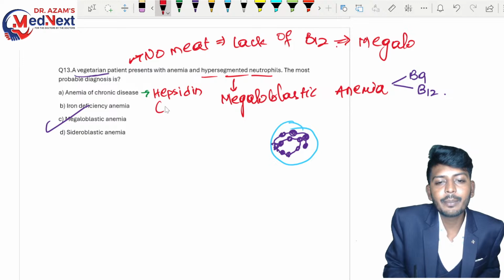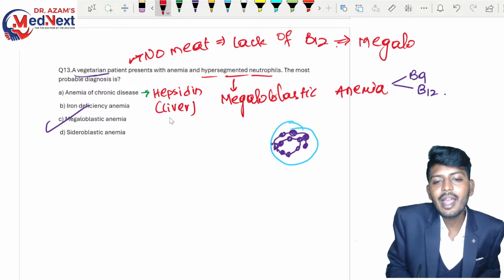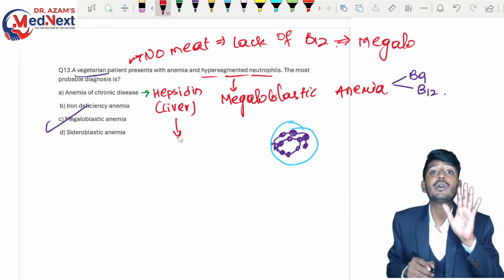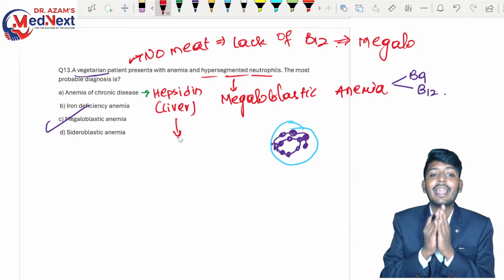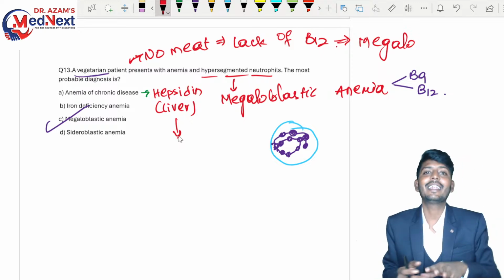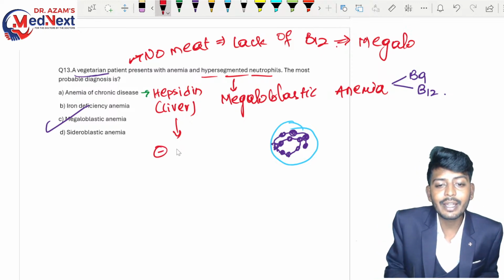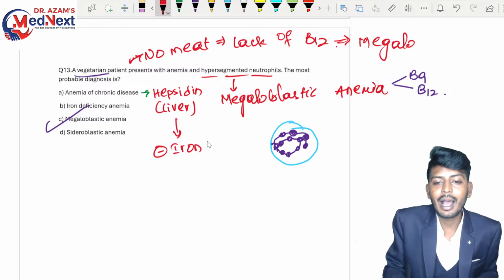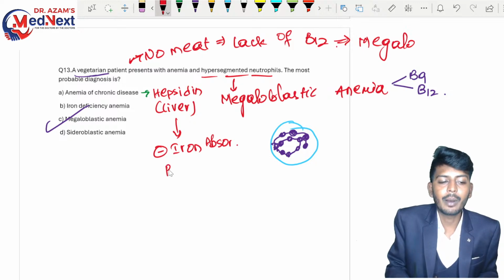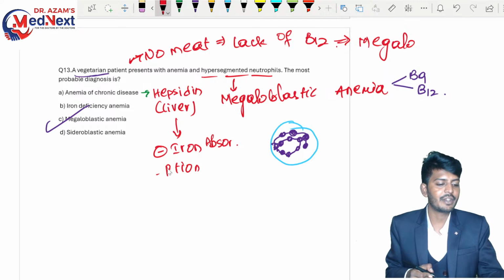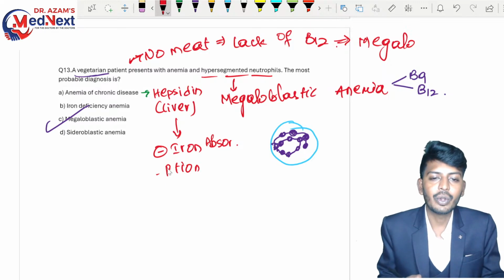Okay, hepcidin comes from where? Liver. कहाँ से आता है? Liver से आता है. Liver से आके करेगा क्या? ओ भैया रुक जा, किसको बोलेगा? आयरन को. Remember, anemia of chronic disease is a type of iron deficiency only. But hepcidin inhibit iron absorption. Okay, absorption. So if there is an inhibition of iron absorption, automatically patient will get anemia of chronic disease.